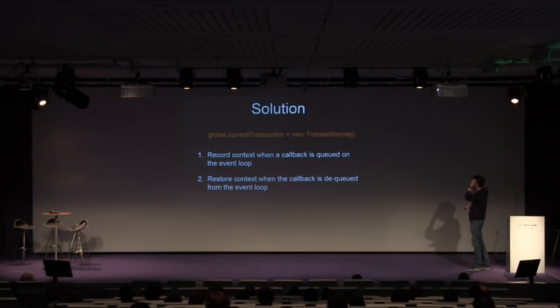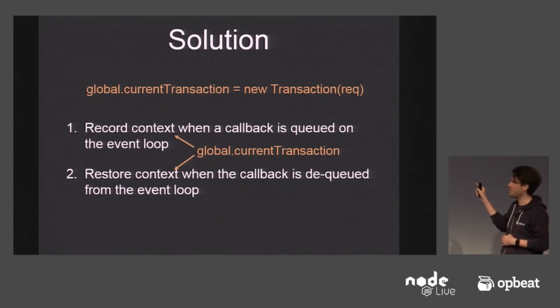So if you're talking transactions, consider we have a global transaction object, and we seed it with the current request that is coming in, then the context in this case is just that property. So what we want to do is, every time we store something on the event loop, we just want to remember what was the current transaction. And when we restore that, we just want to restore the current transaction property to that value.